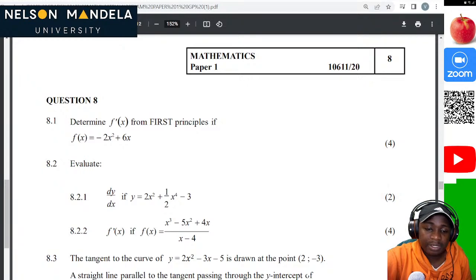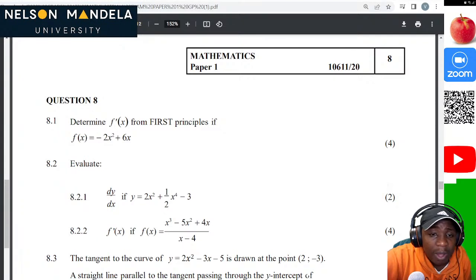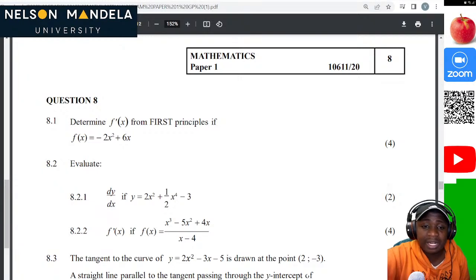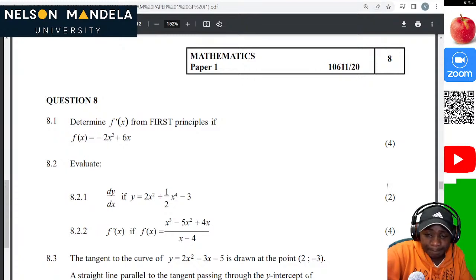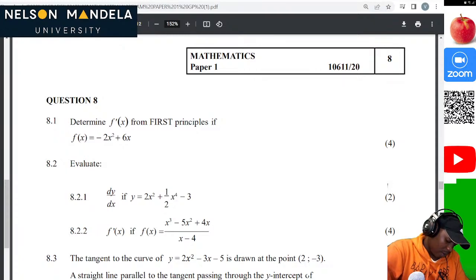Okay, let's proceed. Now, evaluate dy over dx if y is equal to 2x squared plus 1 over 2x to the power 4 minus 3. This is now getting more interesting. So you no longer have to do what you did initially when we were looking at the perspective of first principles. Now we are using the power rule. Let's write first, we are given y equal to 2x squared plus 1 over 2x to the 4 minus 3.